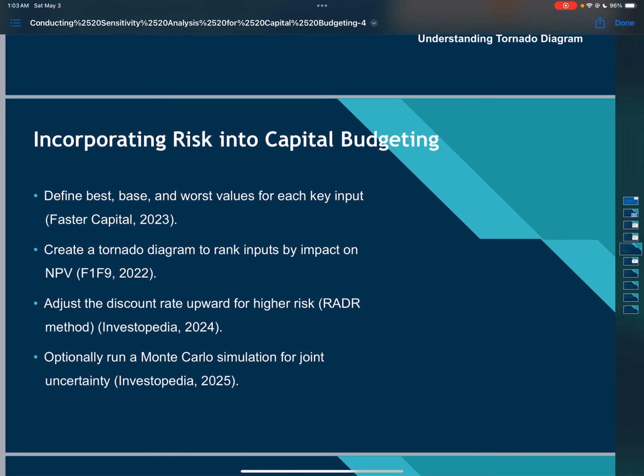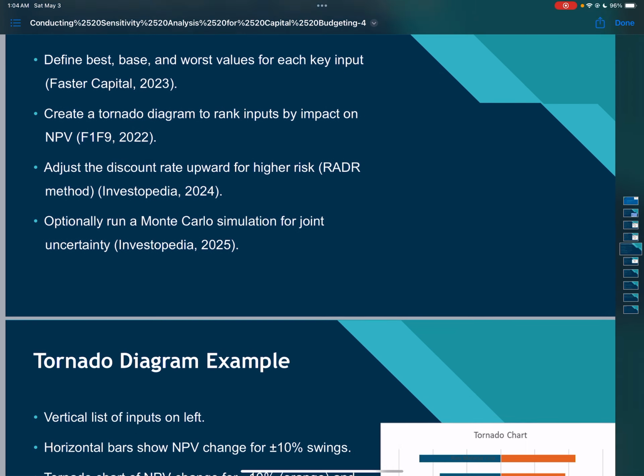And in this slide, I'll be talking about incorporating risk. To include risk in capital budgeting, you look at base, best, and worst values for key inputs. You can use tools like a tornado diagram or adjust the discount rate to account for higher risk. Some companies also use simulations to test multiple risks together.